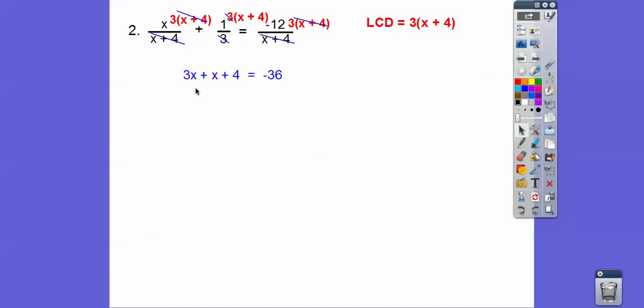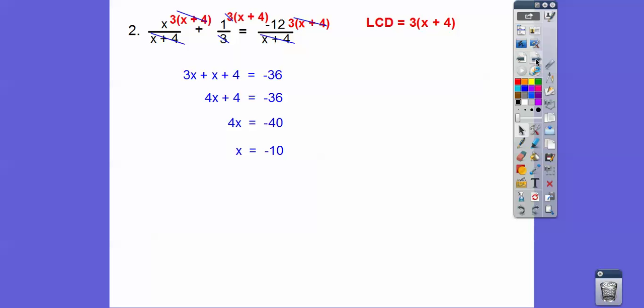So x times 3 is 3x right there. 1 times x plus 4 is x plus 4. And then -12 times 3 is -36. Okay, so now it's 4x plus 4 equals -36. And then we're going to subtract 4. Okay, can we do it this time? -36 minus 4. All right, so you should get hopefully -40. And then 4 goes into 40 10 times. So it goes into -40 -10 times.